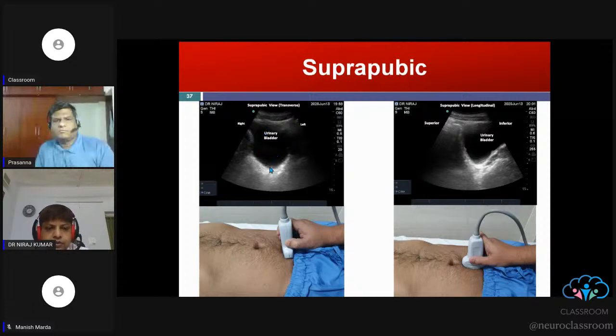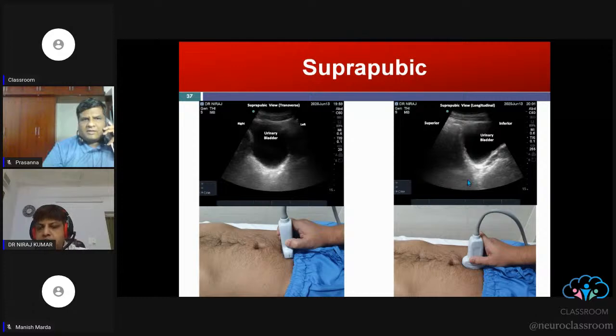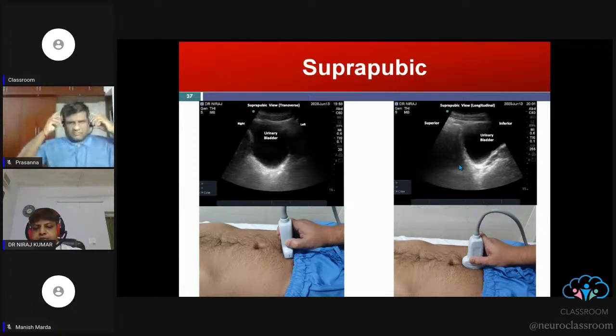Okay, we have to search for any extra anechoic fluid outside the bladder. And the same thing, you have to rotate the probe in a longitudinal direction here, and you will obtain this image. This is a longitudinal image. This is the urinary bladder, and the superior aspect of the patient and inferior aspect of the patient. You have to search for any anechoic fluid collection in the longitudinal image.